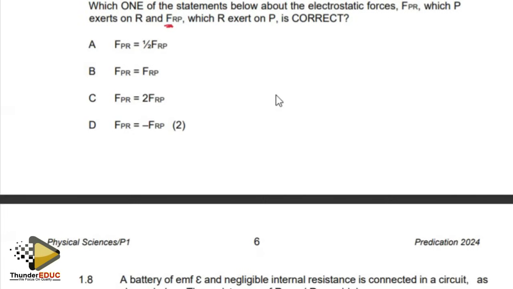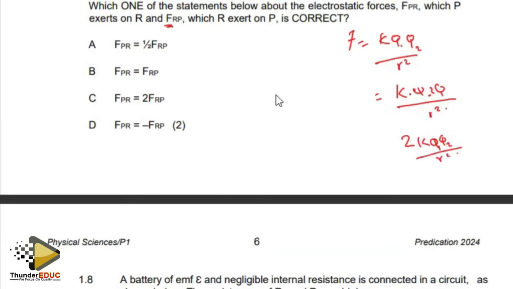Now, without even doing calculations, we can start with that. You know that the force will be K Q1 Q2 over R squared. In this case, we have a Q and a 2Q over a distance R squared, which is 2KQ squared over R squared. Does it make sense? Doesn't matter. This is relevant.